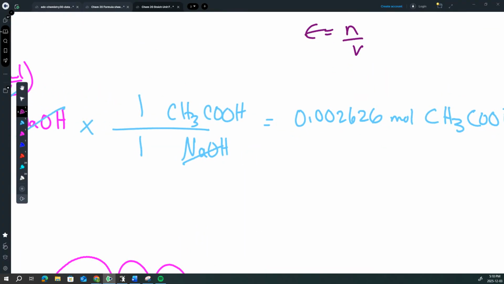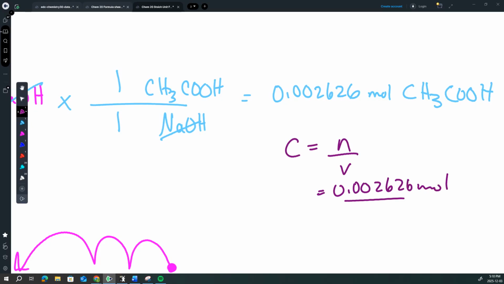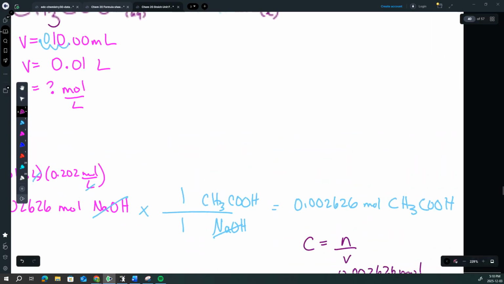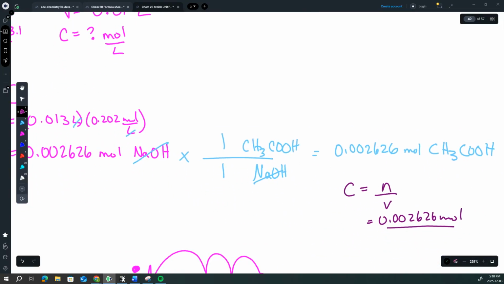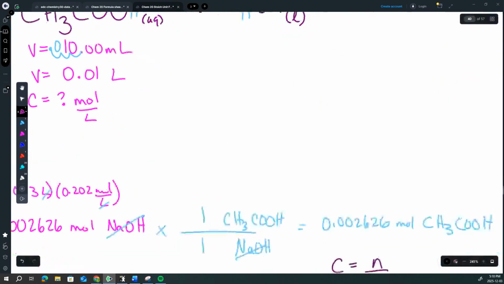So let's just move this. Concentration, moles divided by volume. So we got 0.002626 moles divided by our volume. So remember, moles of acetic acid has to go with volume of acetic acid. The volume was 0.01.